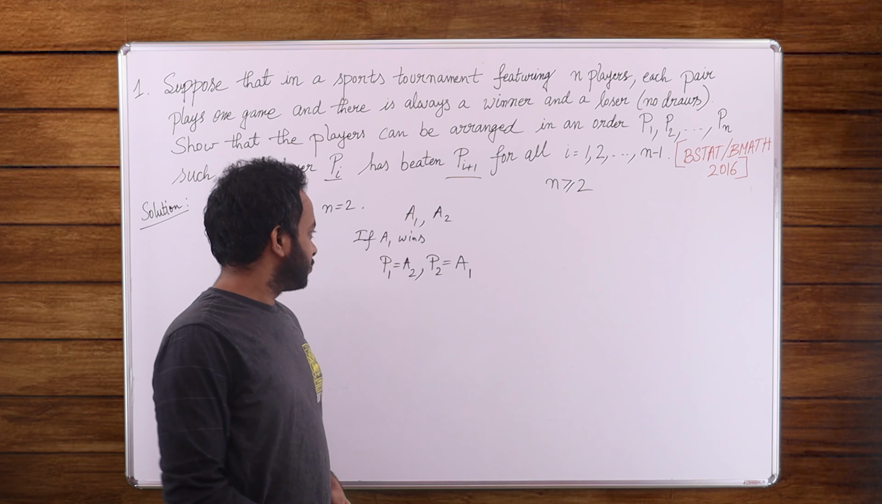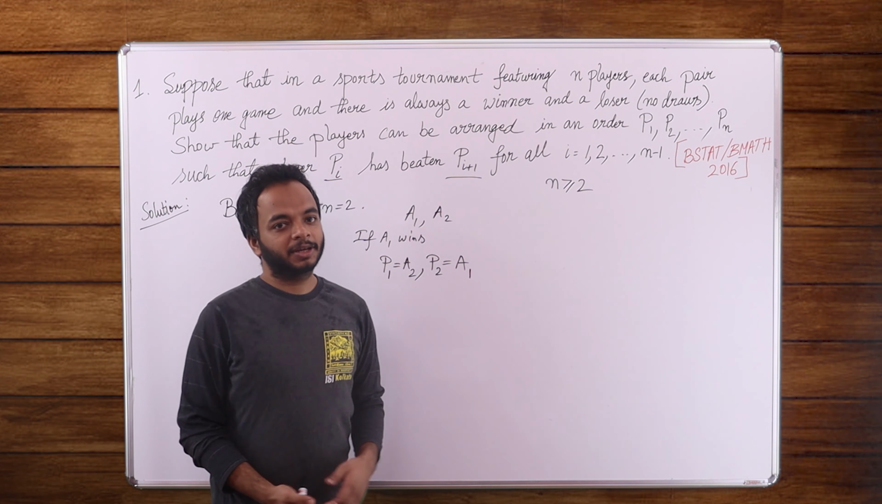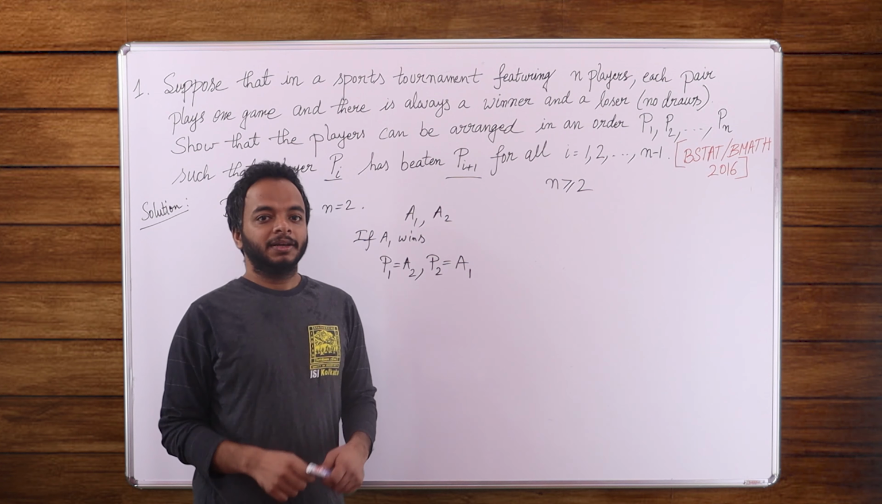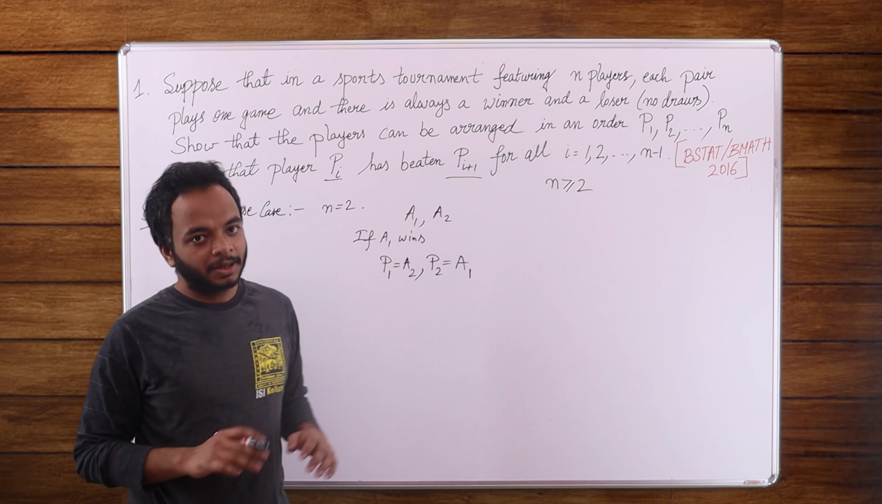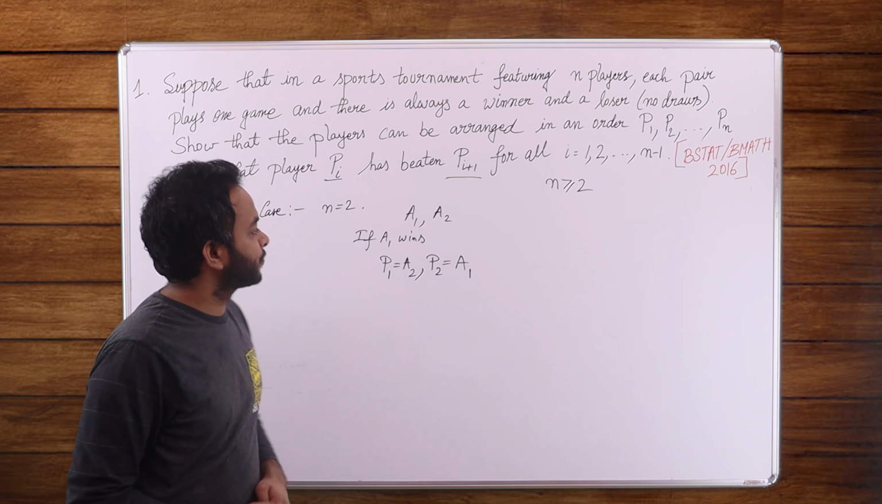So there can be two cases because they are playing a game, and in either case I can arrange them. Done for n equals 2.